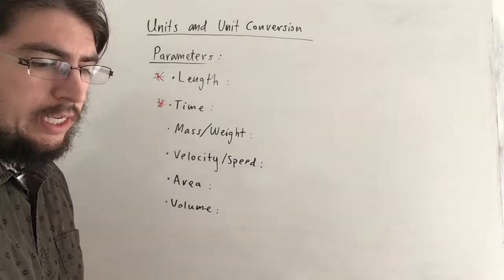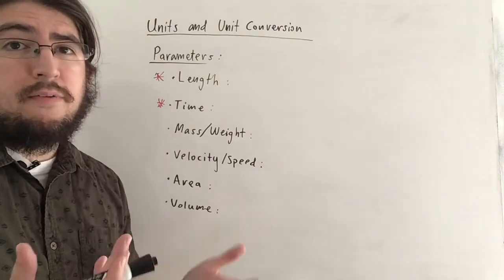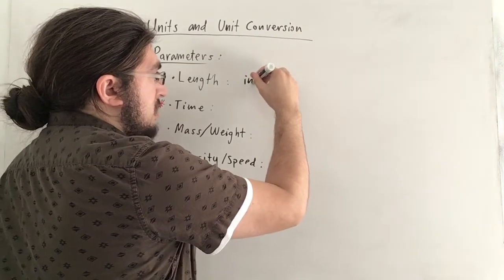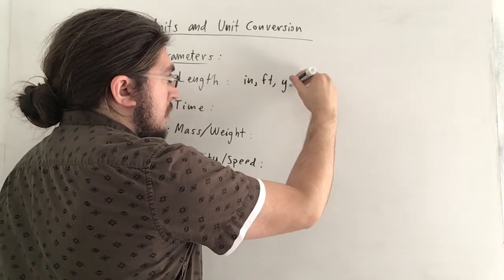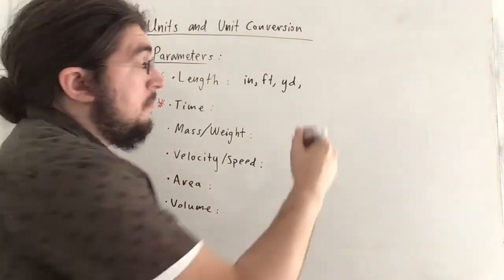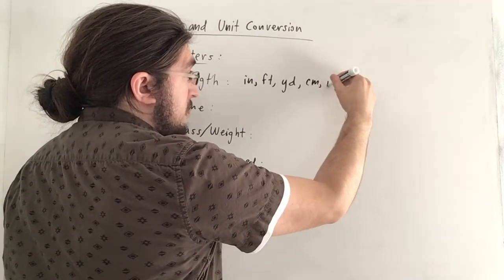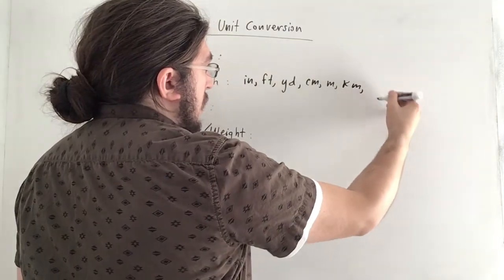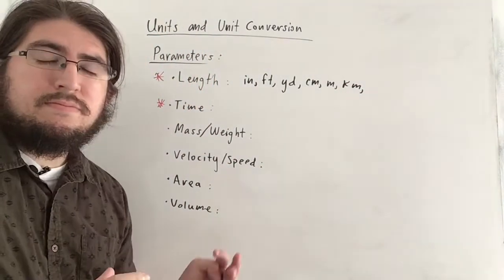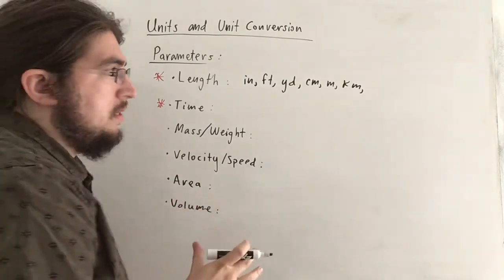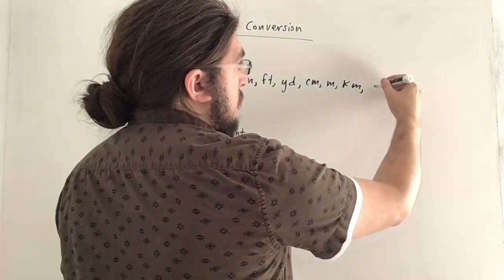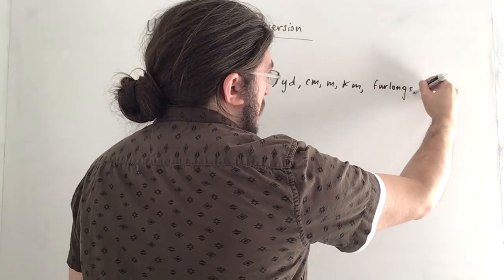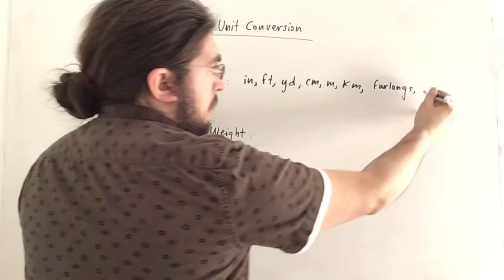So let's take a look at some particular units that we know from everyday use in life. For length, you may think of inches, feet, yards. In the metric system, they have centimeters, meters, decimeters, kilometers. If you want to get into the weird, obscure units of length, there's furlongs. There are all sorts of weird, wacky ones as well, so I'll just put etc.